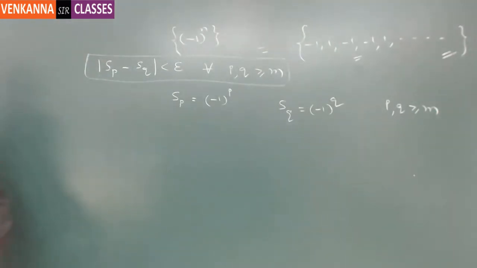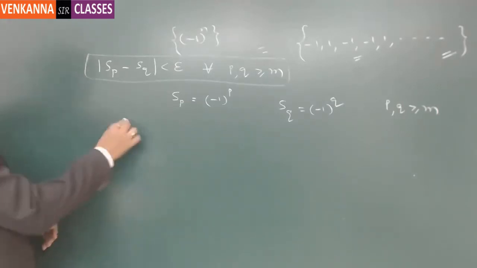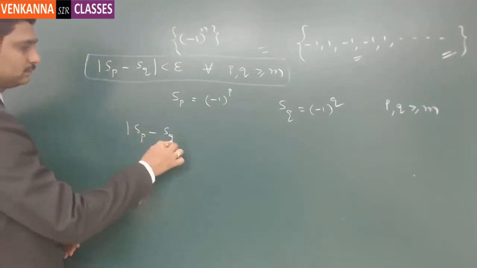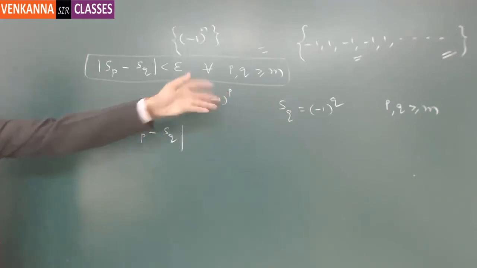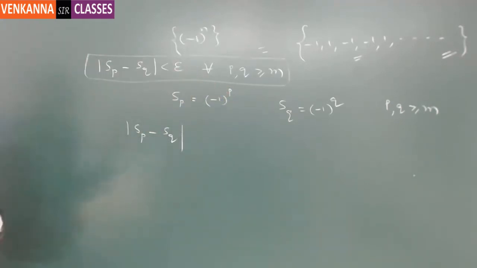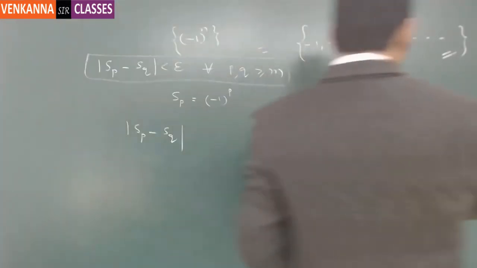Any term number you can take. Now I am calculating SP minus SQ. Since P, Q are any two positive values, I can take any values, right? I can take M, I can take 2M, I can take 3M, anything I can take, right? But the thing is, P and Q must be bigger than M, isn't it? Are you getting the logic? P, Q greater than or equal to M.